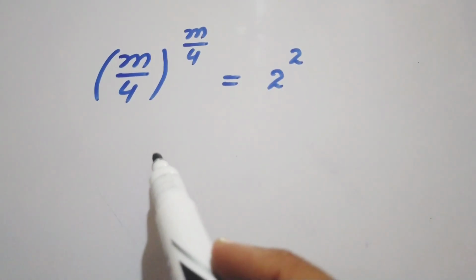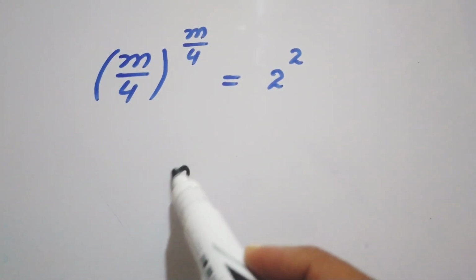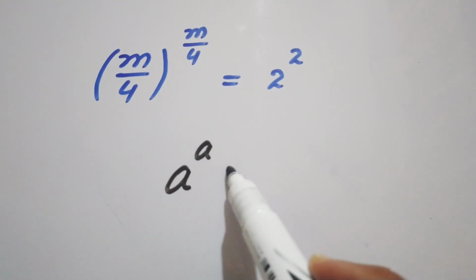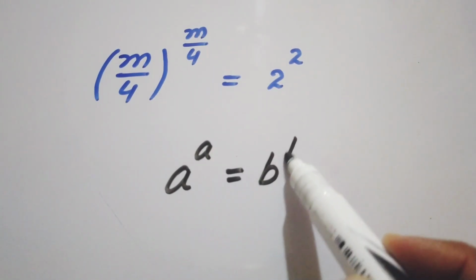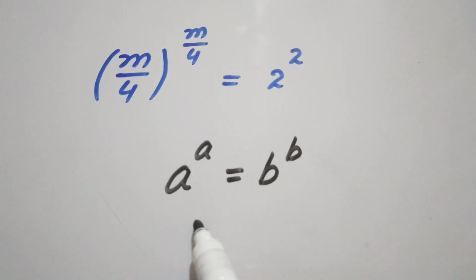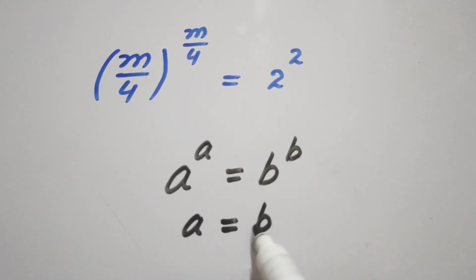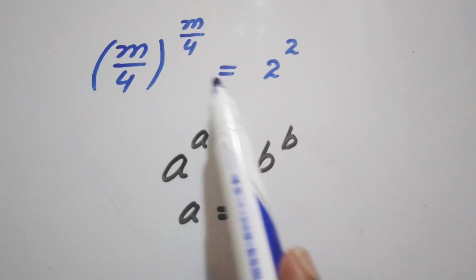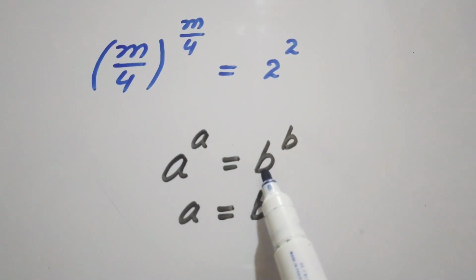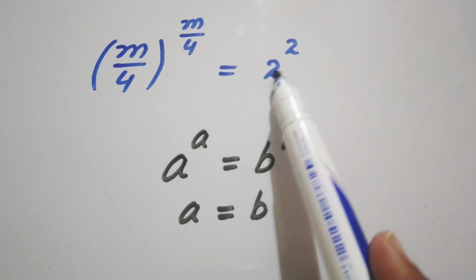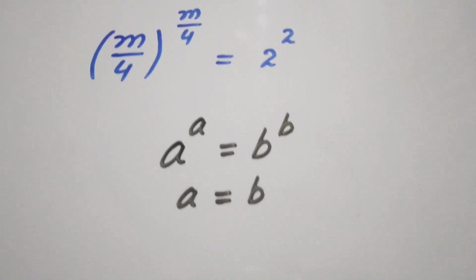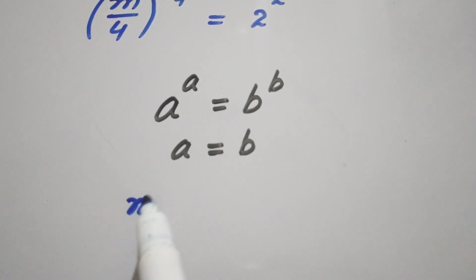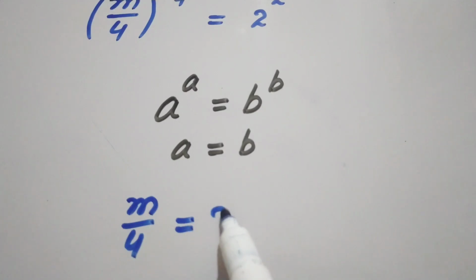Now using this algebraic identity, if we have a to the power a is equal to b to the power b, then this will become a is equal to b. So using this identity, here m divided by 4 is a, so a to the power a is equal to 2 squared, if we consider it b, so now this will become m divided by 4 is equal to 2.